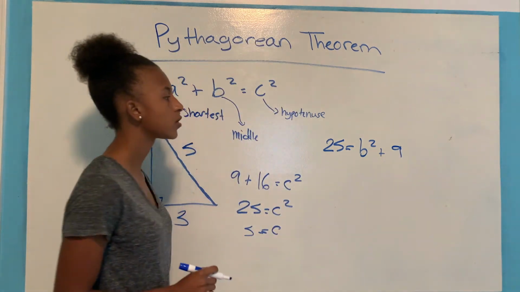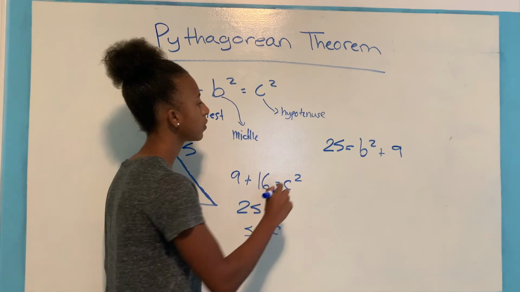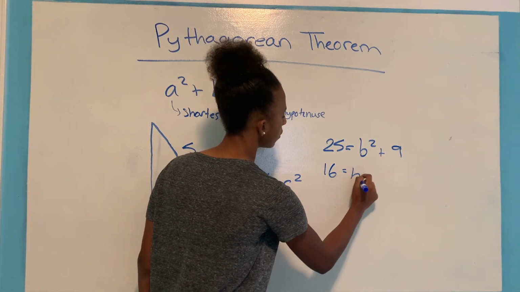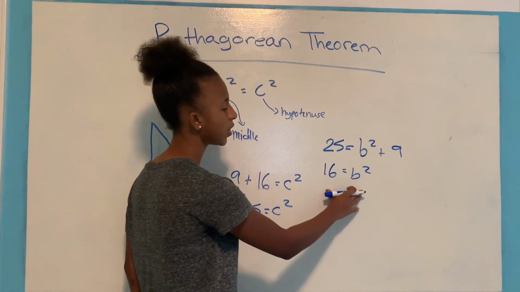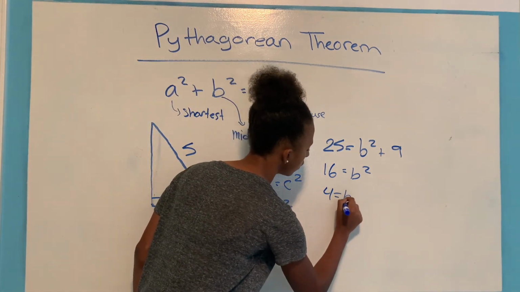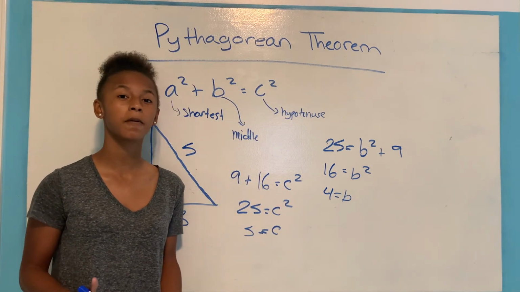To solve for B squared, just get the B squared alone first. So 25 minus 9 equals 16. And from there you can figure out that B has to equal 4, because you find the square root of 16, and that's 4.